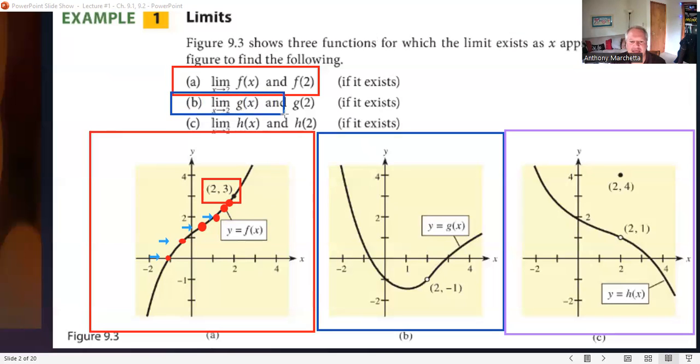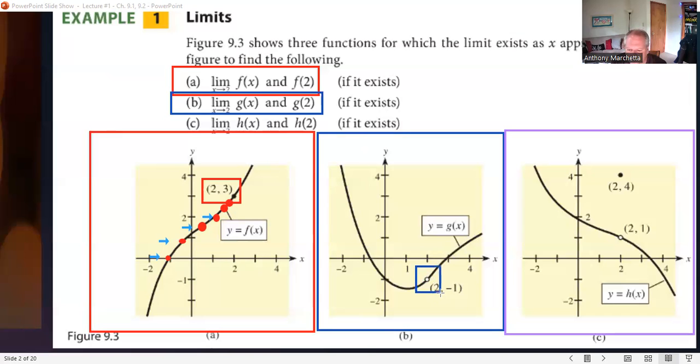In case B, it's telling you that you're trying to find the limit as x approaches 2 of g of x, which is the blue function. And you want to find also g of 2. So let's start with going back to our 9th grade roots. I know how to find g of 2. Let me look at this function. What is g of 2?